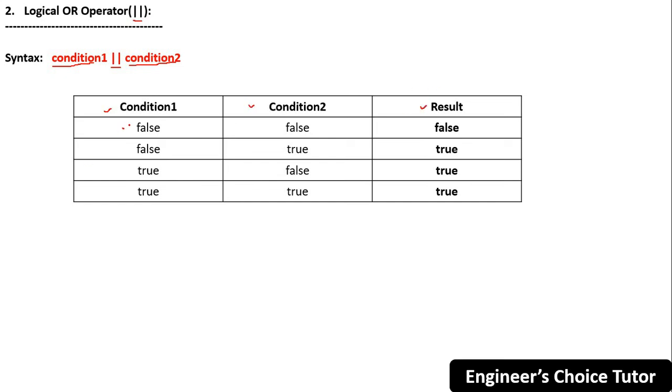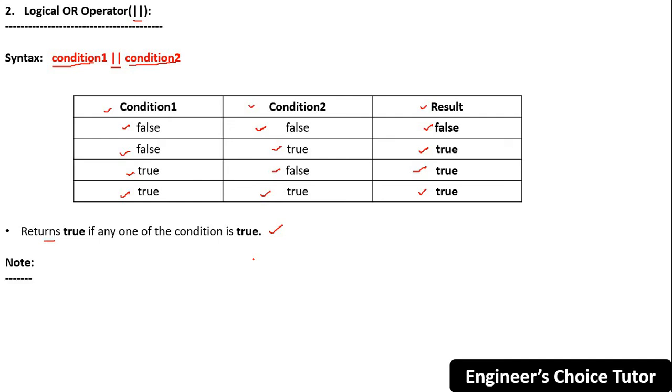So false false will return you what? False. False true will return you what? True. True false will return you what? True. Fine. And true true will return you what? True. So by analyzing this table, what is the conclusion? It returns true if any one of the conditions is true. Any one of the conditions is true, then it will return me true.